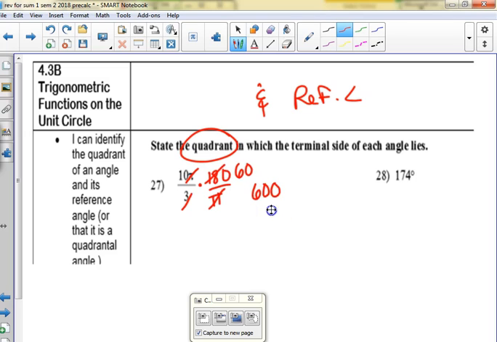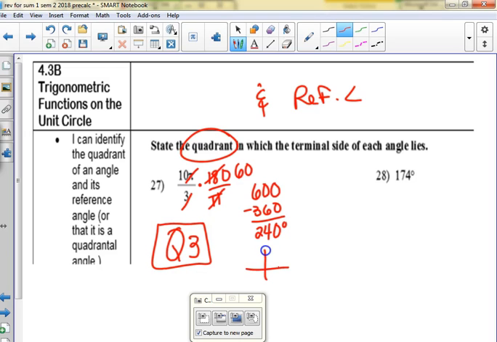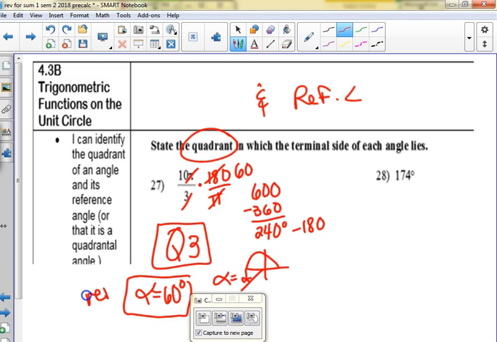600, did anybody get 600? So if we subtract 360, we're at what, 240? Which would be quadrant 3. Okay, if we drew a 240 in quadrant 3, the reference angle would be minus 180 would be 60. Okay, it didn't ask for that, but that's the reference angle.